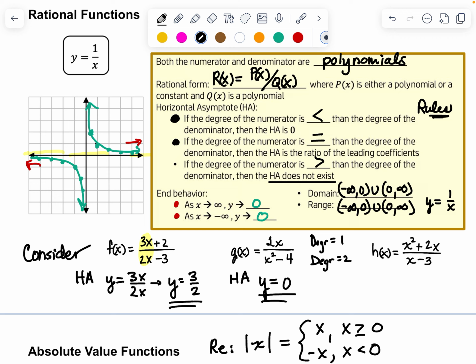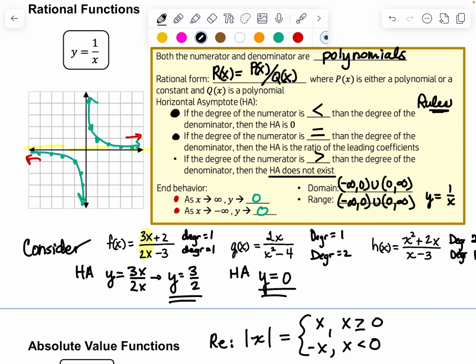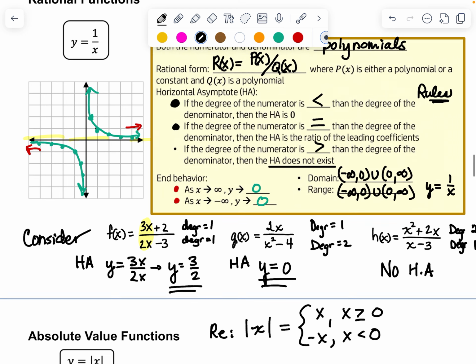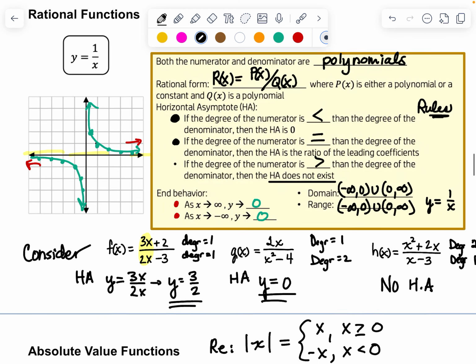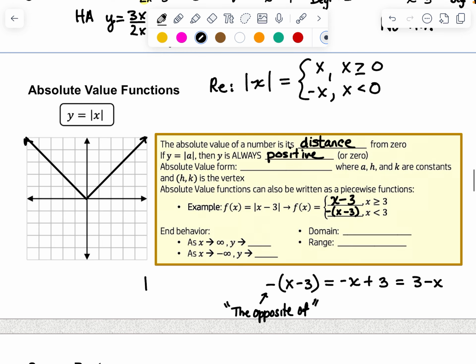And for the last one, I didn't do that here, the degree is 1, and here the degree of the denominator is also 1. Okay, both the same. In this one, we can say the degree is 2, and then the degree is 1. So the degree of the numerator is greater in that case, so there would be no horizontal asymptote. Okay. Moving along, you can pause this if you like and go over those facts, fill in the rest of your notes. And then you have the absolute value function.